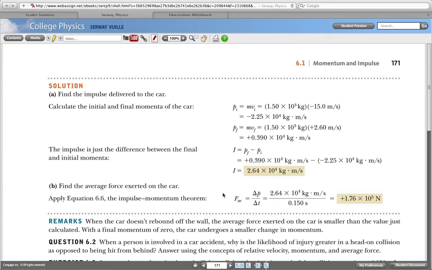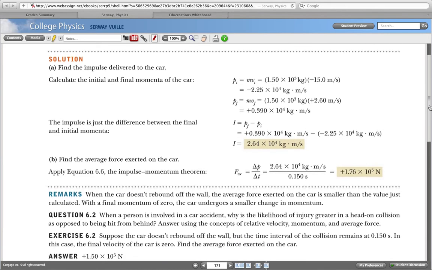Then, in the equation where we have force times delta t equals delta p, we can solve again for the force and calculate that average force. The change in momentum, which we have up here, 2.64 times 10 to the 4, because that is the same as the impulse, divided by the change in time, which was the 150 milliseconds, is 1.76 times 10 to the 5th newtons. So a fair amount of force imparted there.